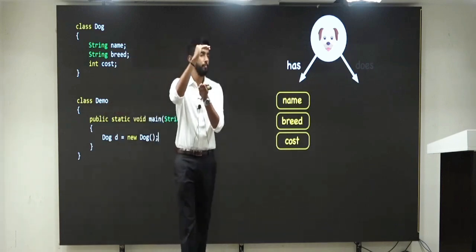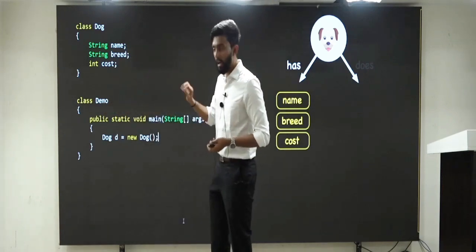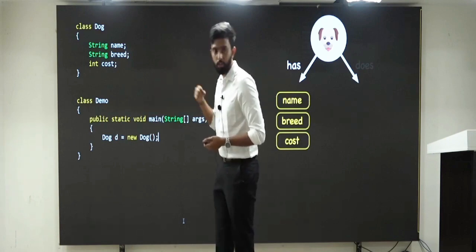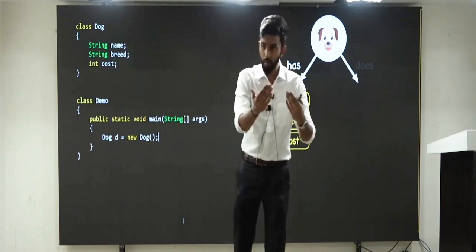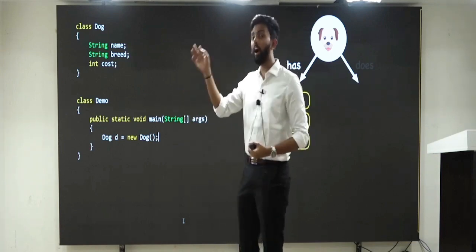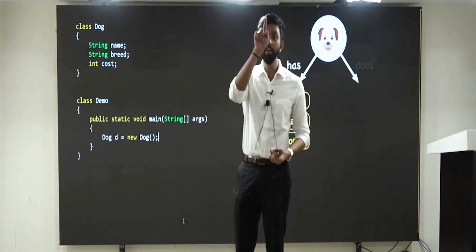Demo.java. That is my file. My program is inside that. Now, if this program should execute, it can't be on the hard disk. It should be loaded onto the RAM. On the RAM, there is one area. What is that area? JRE.